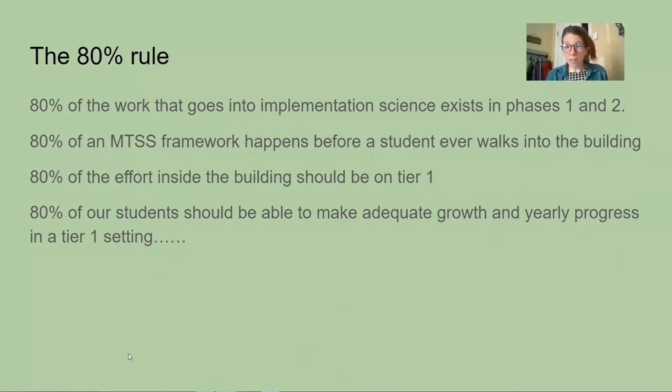80% of the effort inside of the building or inside of the program should be on tier 1. And if you're not reaching that 80%, there are some questions that need to be asked about fidelity, instruction, interventions, effective practices, and those kinds of things. We can't just stop talking about that and go straight to the struggling children. We have to really ask, why is 80% not here? And then 80% of our students should be able to make adequate growth and yearly progress in a tier 1 setting. That's what the research says. That's what every research-based, evidence-based curriculum says. It is what we are shooting for.